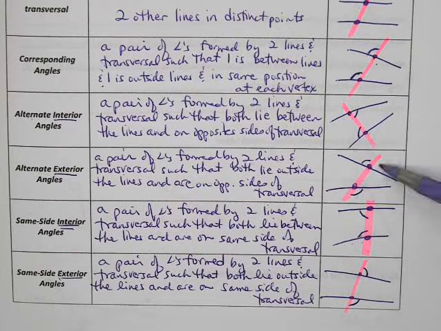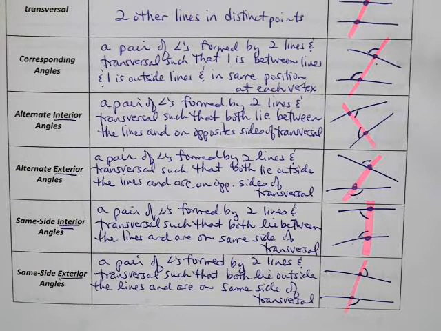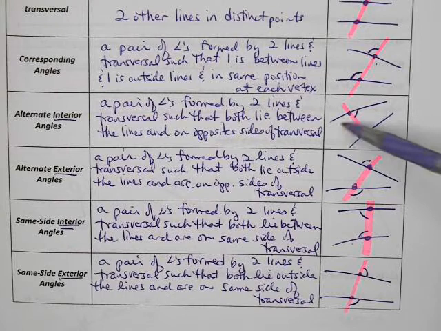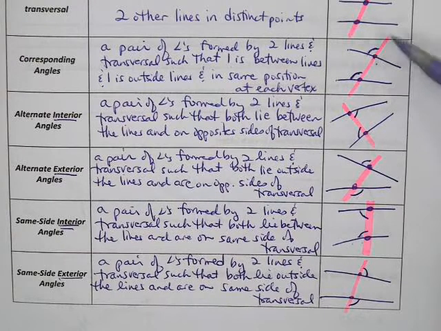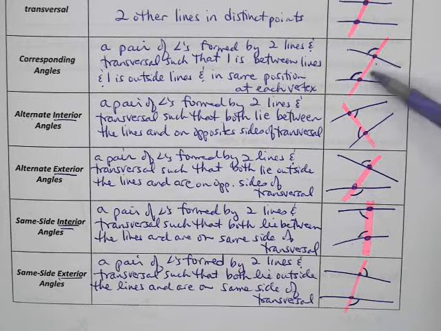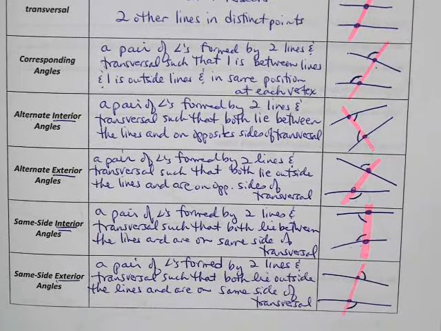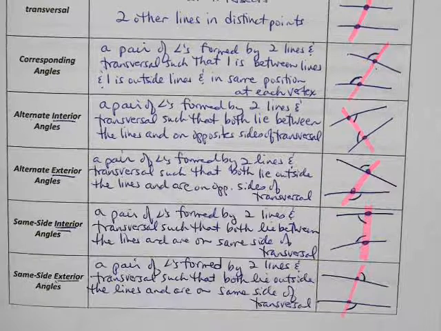Right? I didn't mark those. For alternate interior, I could have also chosen this pair. All right, corresponding, I have a lot of choices. I could have chosen the upper right angles. I could have chosen the lower lefts or the lower rights. So just because I marked a particular pair doesn't mean there aren't other ones in that diagram. So let's see if we can actually pick some out. Let's turn the page.